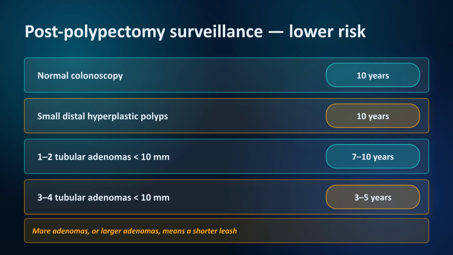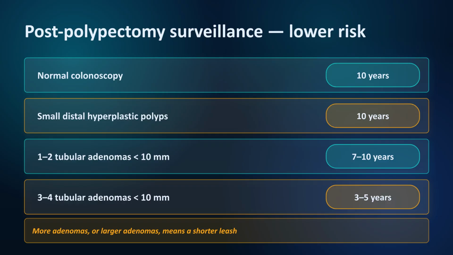Once you remove a polyp, the 10-year clock no longer applies automatically. The interval is set by what the pathology showed. A completely normal colonoscopy returns in 10 years. Small distal hyperplastic polyps also return in 10 years. They do not shorten anything. 1 or 2 tubular adenomas smaller than 10 millimeters return in 7 to 10 years. 3 or 4 tubular adenomas under 10 millimeters return in 3 to 5 years.